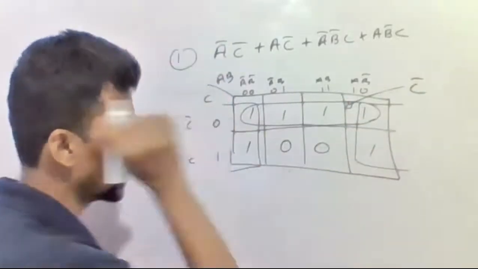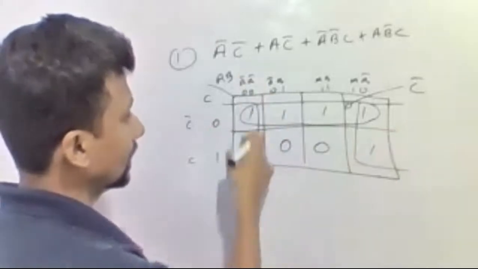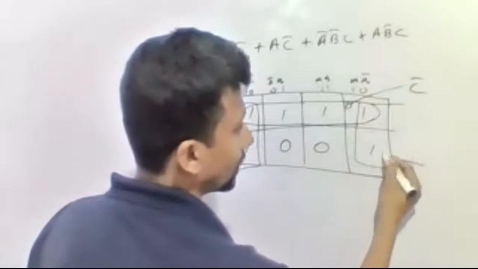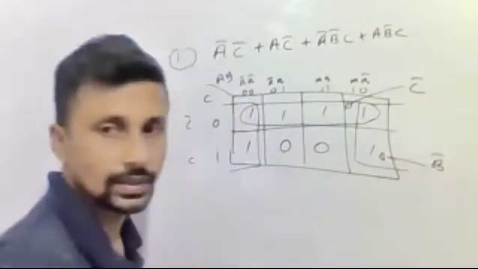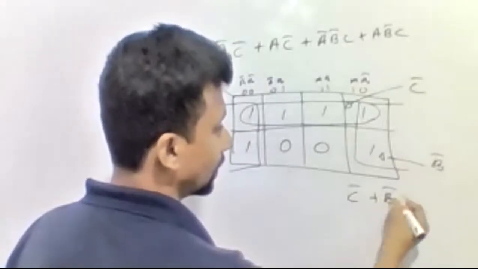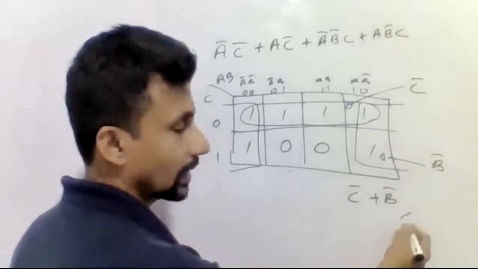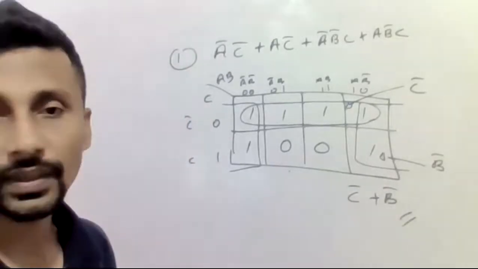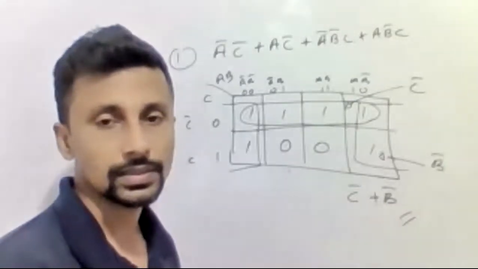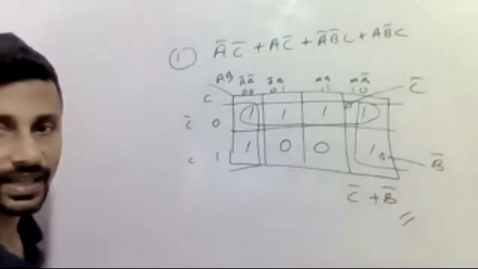Common value is C dash. From these four I am taking, here A dash, here A, here B dash, here B dash. So there you get B dash. So your answer I can write as C dash plus B dash. This is the first method. In the following method, again I am taking that A dash C dash and B dash, then I am using the second method.